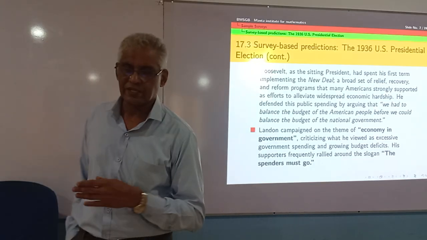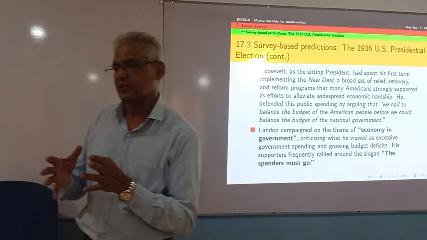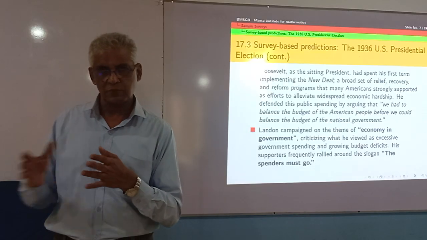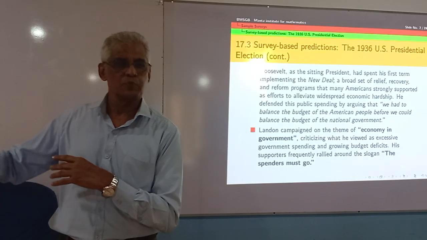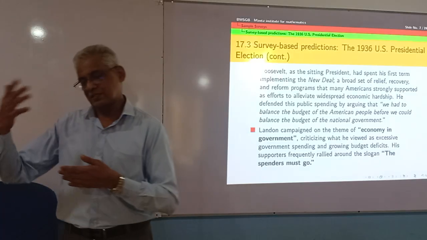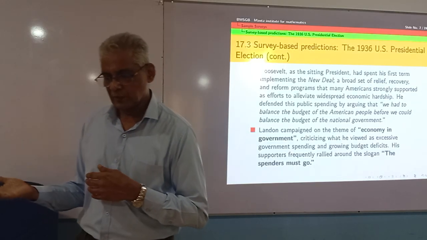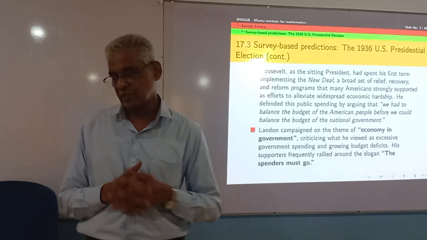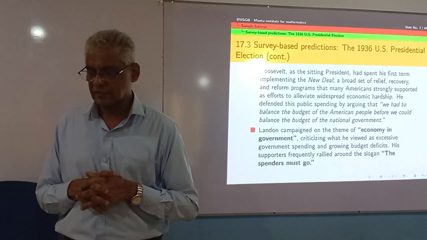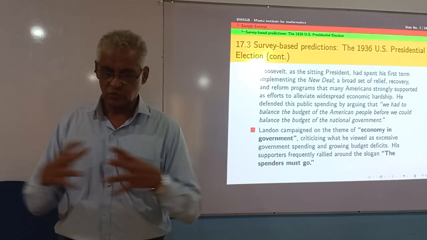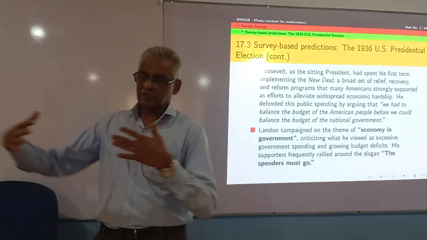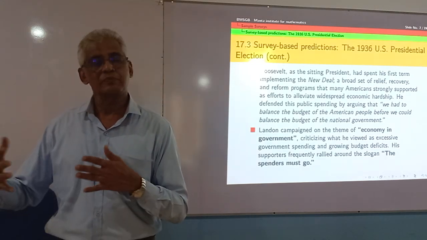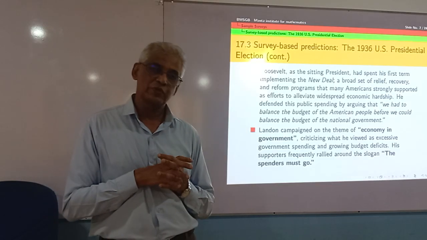Therefore, Roosevelt had already started a new program called the New Deal, where they were spending a lot of money to support poor people. But the argument from the other side was that the government was spending too much on these people and should not do that. So there were two different views from these two people. Anyway, the election was to be held in a few days, and some people were interested in forecasting who was going to win.